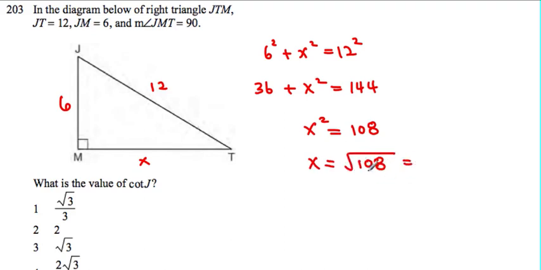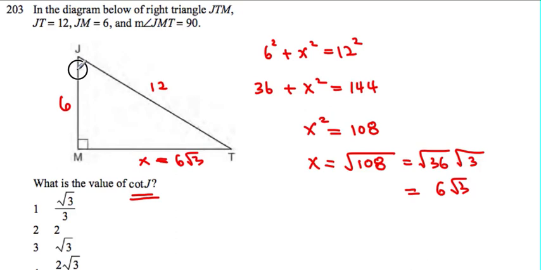Now let's break down 108. If you think about 108, you can use a calculator if you want to. You'll realize that 108 is in fact 36 times 3. So this becomes 6 radical 3. Now what is cotangent? Cotangent is the reciprocal of tangent. So from angle J, tangent is the opposite over adjacent, but the cotangent is then adjacent over opposite. So our answer should be 6 over 6 radical 3.